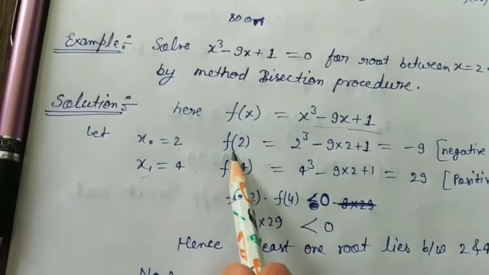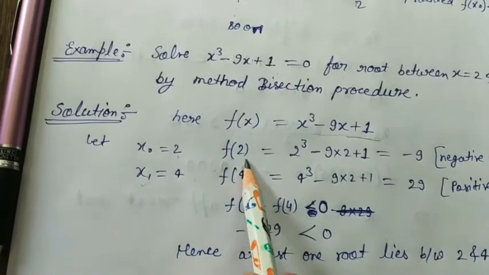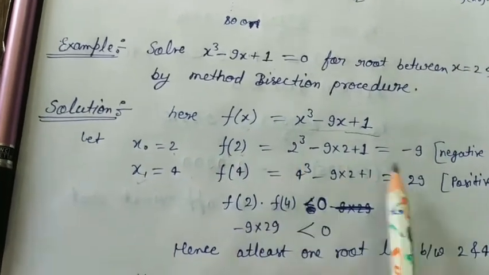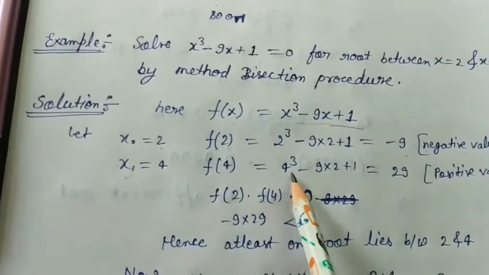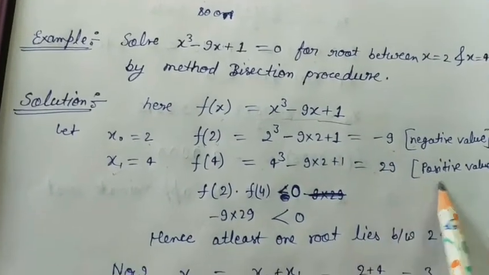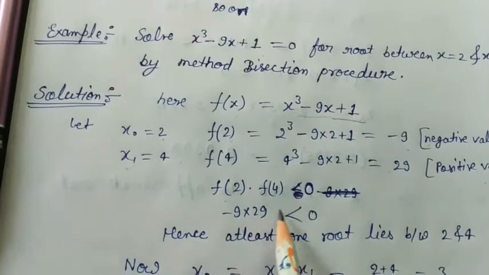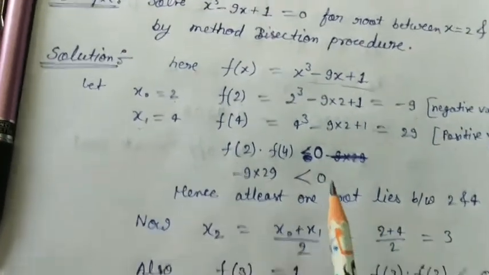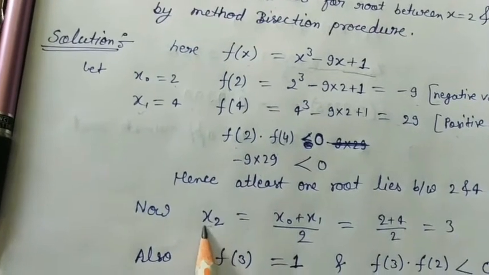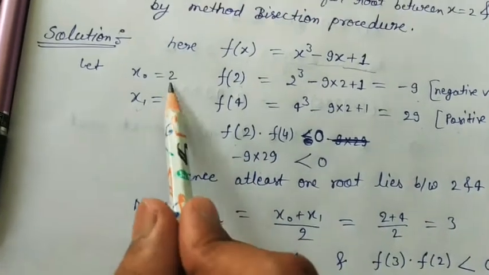Now we find f(x) at x0. So f(2) is equal to minus 9 and it is a negative value, and f(4) is equal to 29 which is a positive value, and its product will be negative. Then at least one root lies between 2 and 4. Now by the method of bisection we bisect x0 and x1.